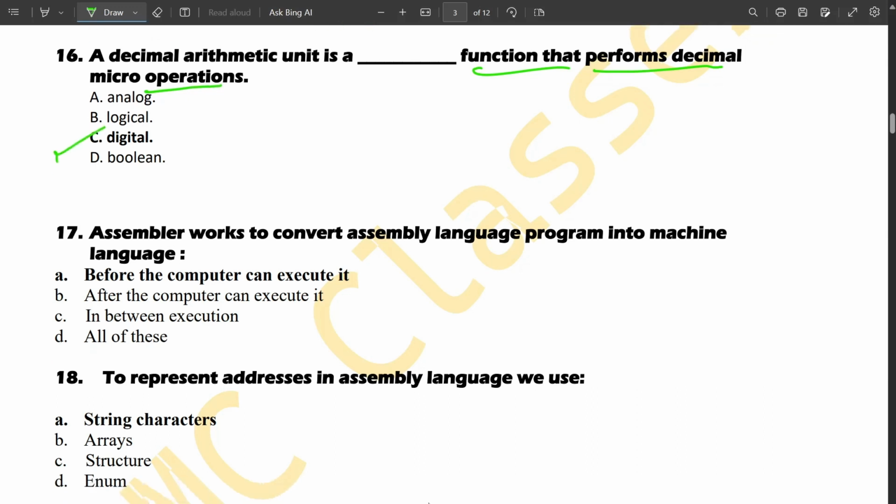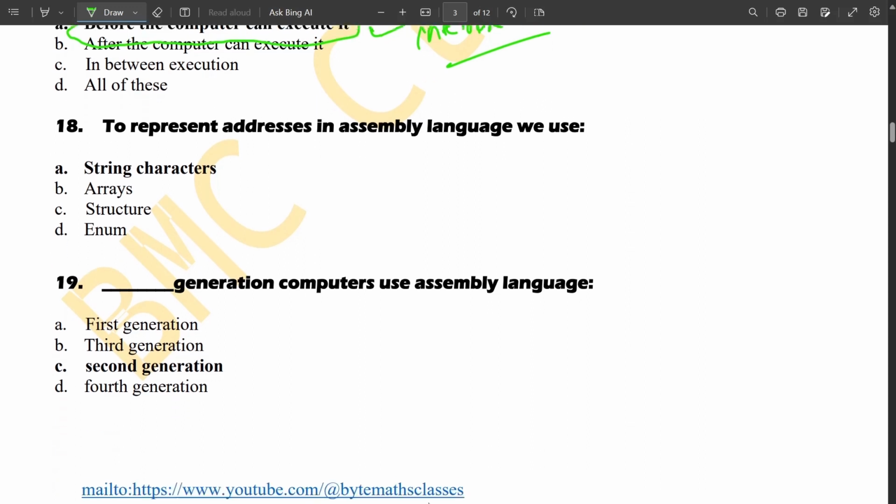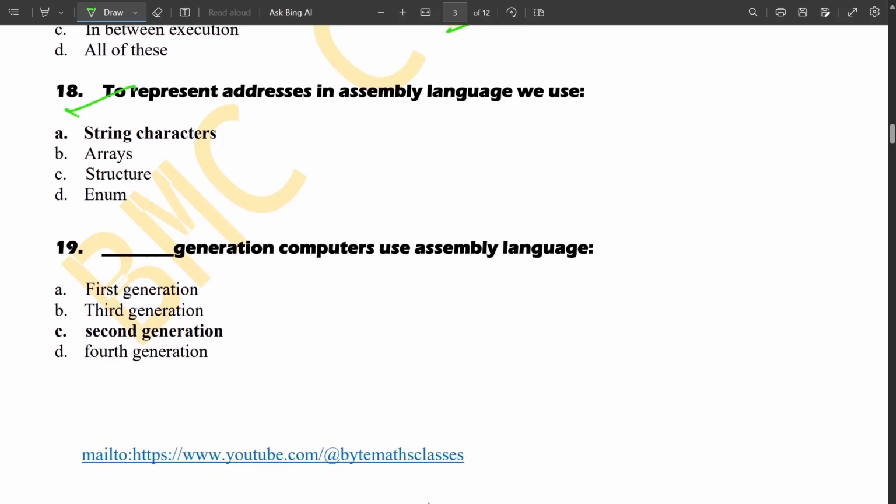Digital function. Next, an assembler works to convert an assembly language program into a machine language program before the computer can execute it, unlike an interpreter. Okay, next, to represent addresses in assembly language we use string characters.